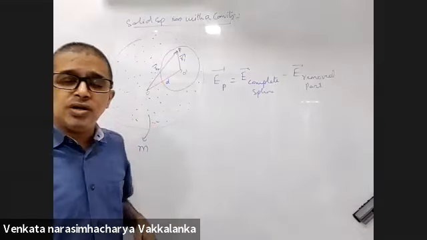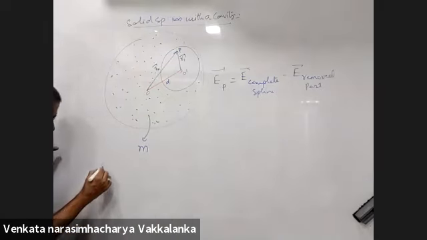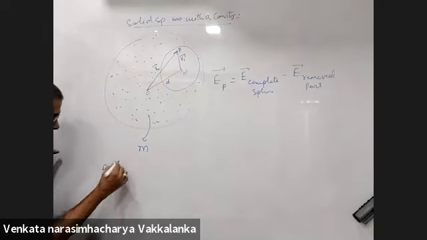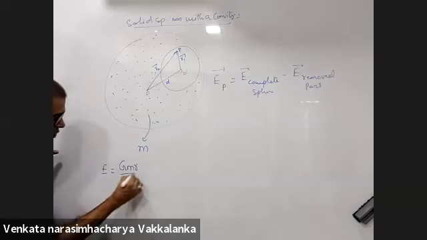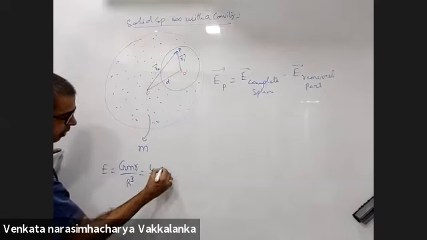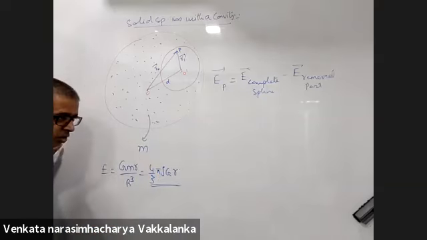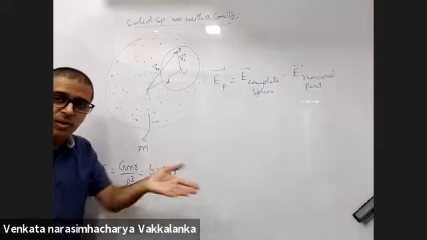Total mass of the sphere is not given. So we'll take the density. The dotted region is given. So under those circumstances, GM small r by R cube, or 4 by 3 pi rho G small r. We would prefer to use this formula. Why? Density will be the same.